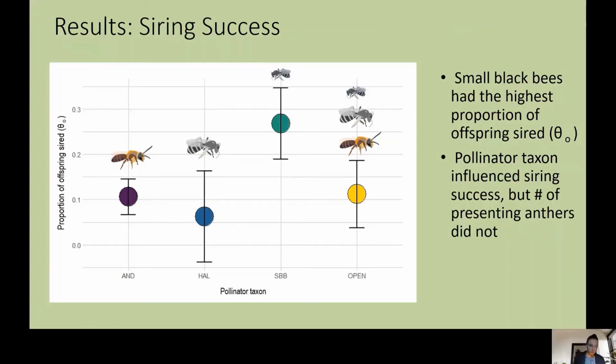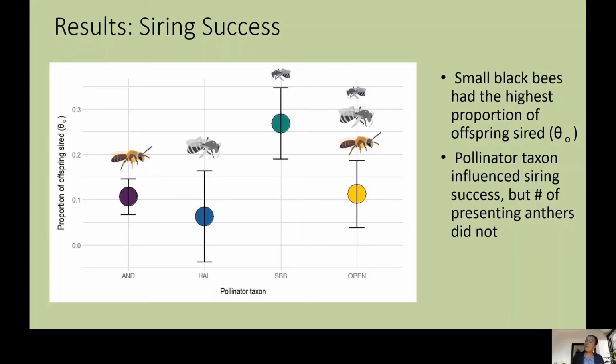group. So if we look here, Andrena has a value of about 0.11, so that means it sired about 11% of our offspring, whereas Halictus was 6%, SBB around 26%, and open around 12%. So our SBB had the highest siring success rate.